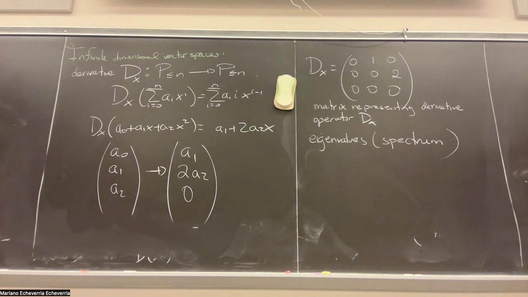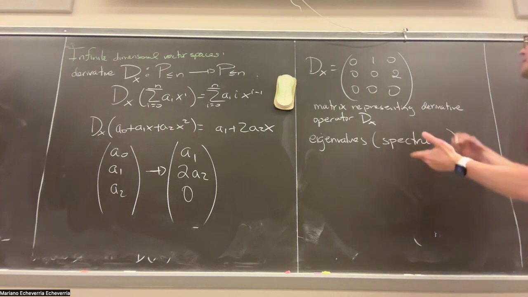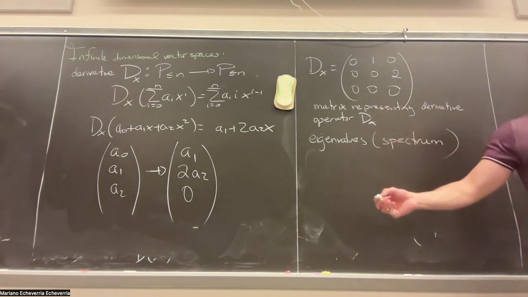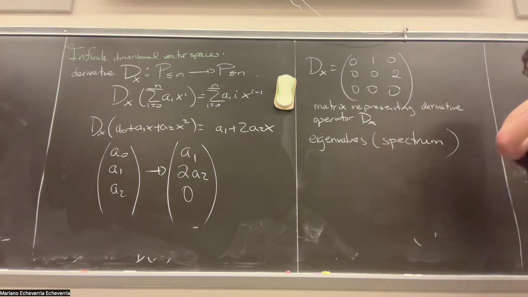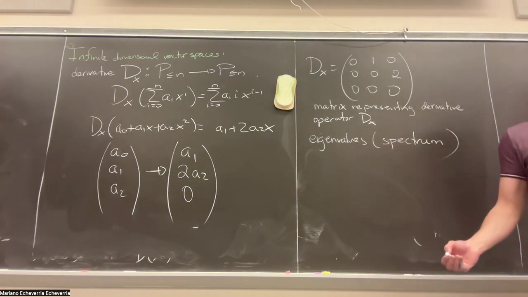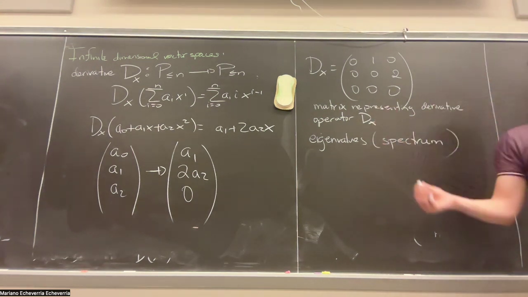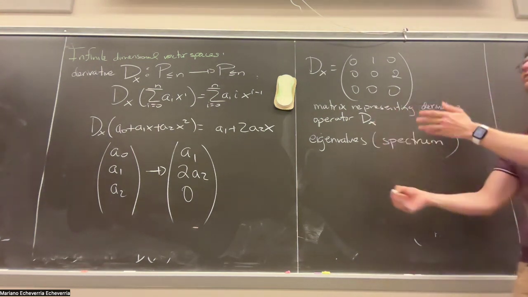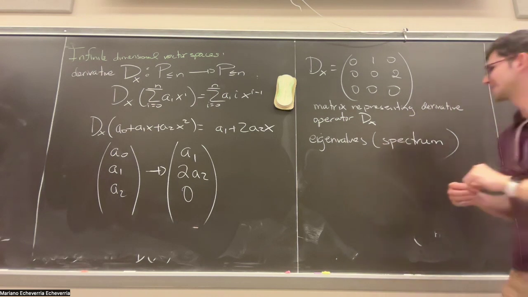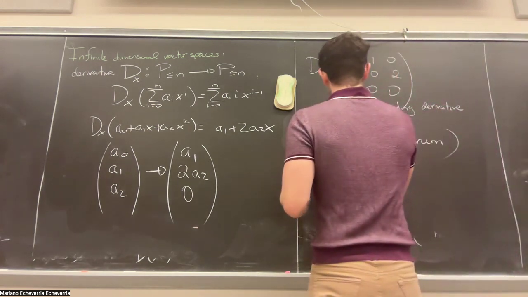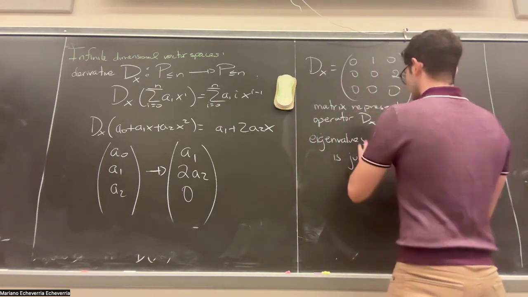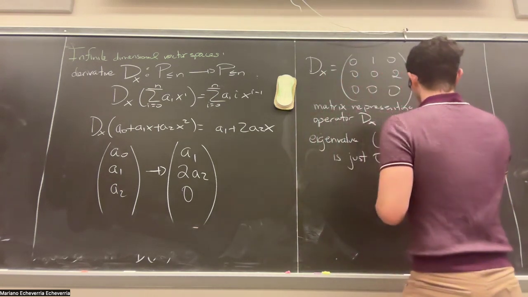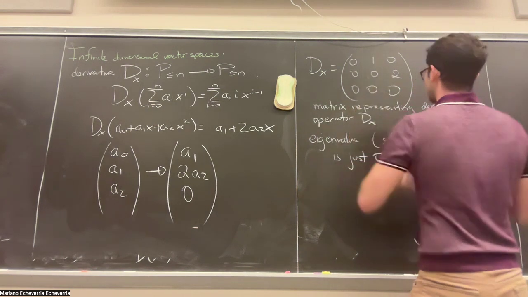But the eigenvalues here, it's upper triangular, right? So when it's an upper triangular matrix or lower triangular matrix, the diagonal entries are the eigenvalues. And that's an invariant statement that doesn't depend on the choice of basis. So the eigenvalues are just zero, right? Because it's upper triangular and it has zero along the diagonal.